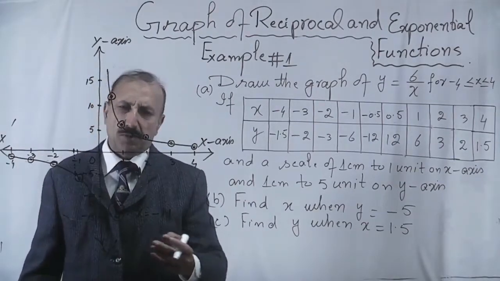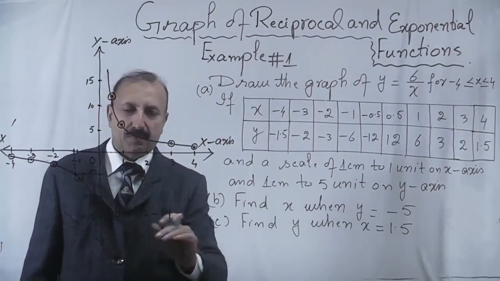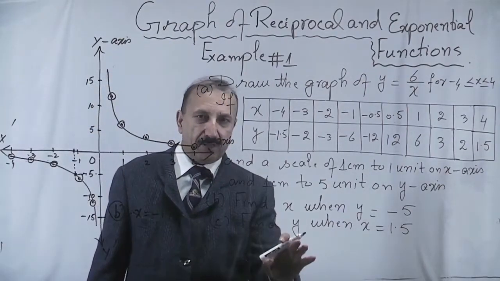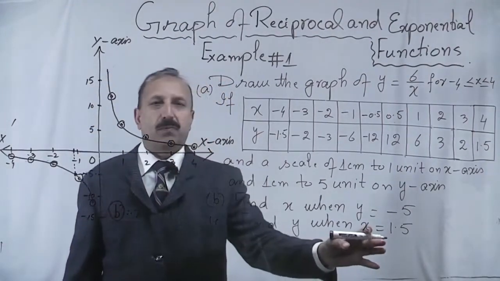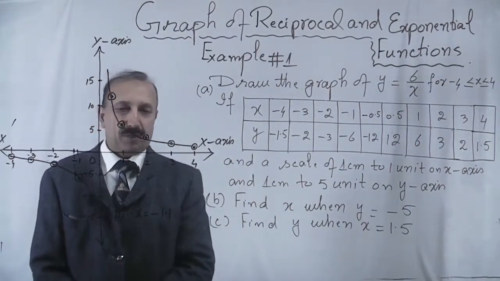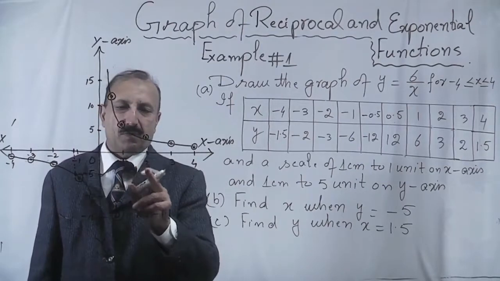You can say 1.2 or 1.1, but this is -1.1. And now for part number C, find y when x is equal to 1.5. Let's see where x is equal to 1.5, positive 1.5. Here is 1, here is 1.5.